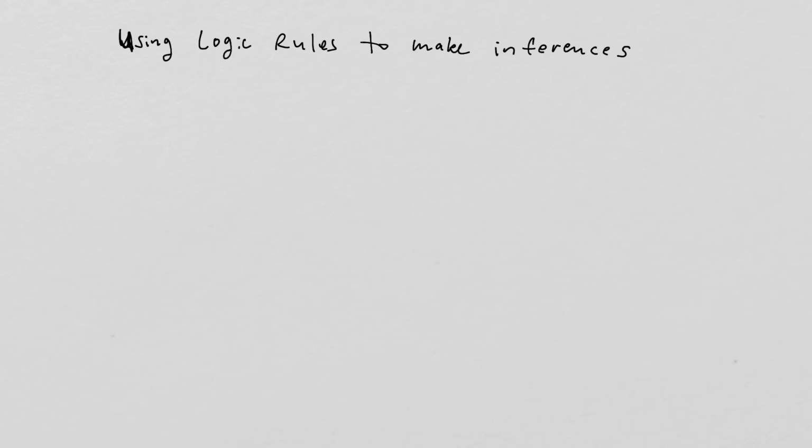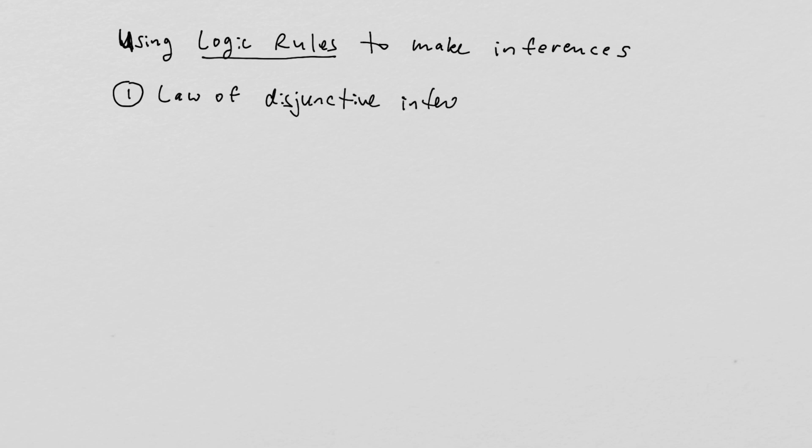In this video, I'm going to show you four logic rules that will allow you to take given information and make valid conclusions from them. And the first rule that I'm going to show you is called the law of disjunctive inference.